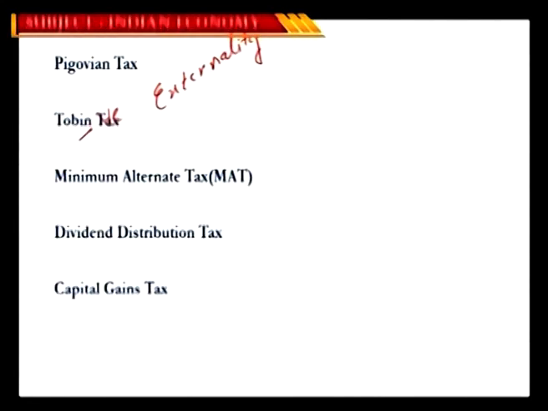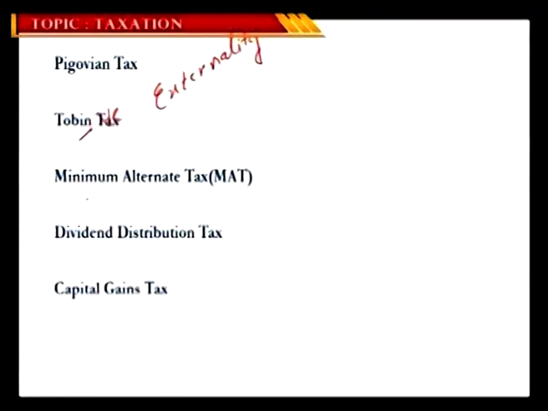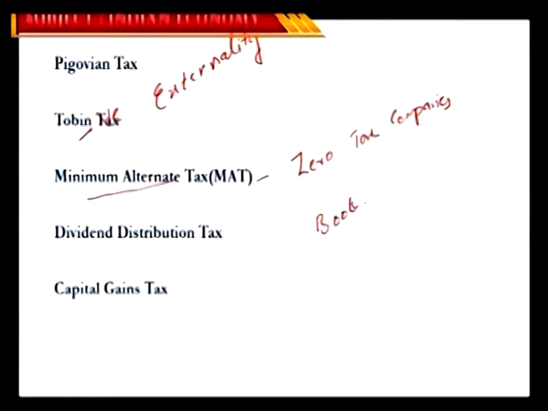The third is the minimum alternate tax, and you might also have come across the term alternate minimum tax. To a large extent, they happen to be similar. The minimum alternate tax is a tax levied upon zero tax companies or book profits of a company.